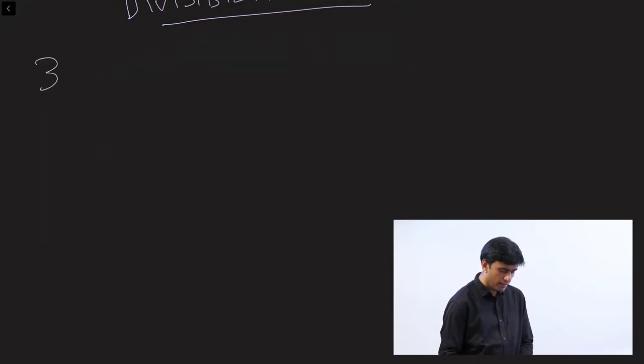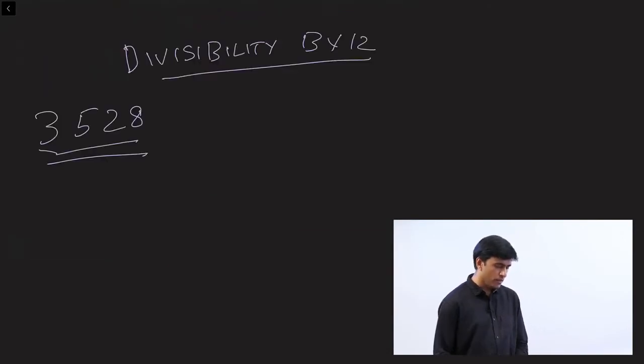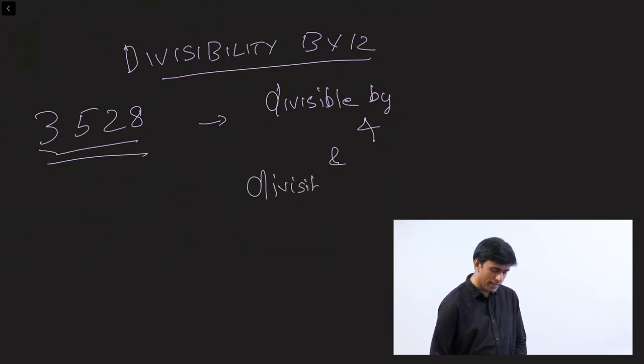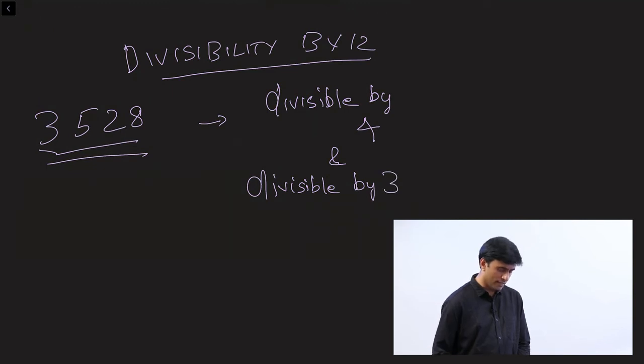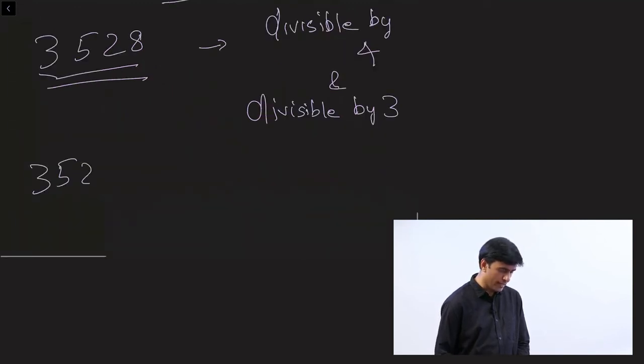How about 12? How do we find if a number is divisible by 12? Divisibility by 12. Let's take an example. 3, 5, 2, 8. You need to see if the number is divisible by 4 and divisible by 3. Let's look at that. 3, 5, 2, 8.